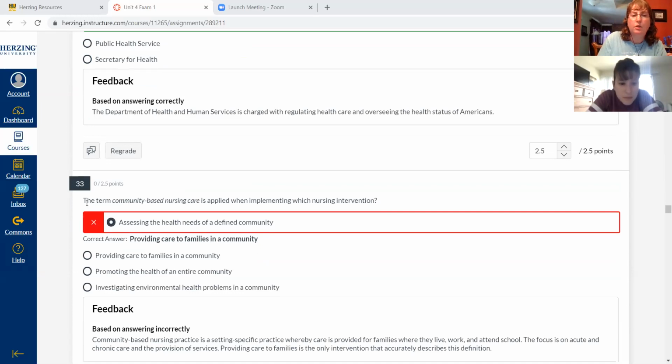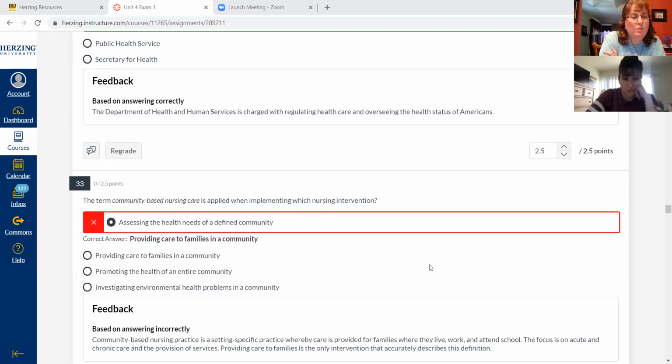Okay, God, I can't talk. Community-based nursing care is applied when implementing which nursing intervention? I was confused on this question too. Community-based nursing care. Because I definitely feel like it could go either way. So let's see what they say down below.